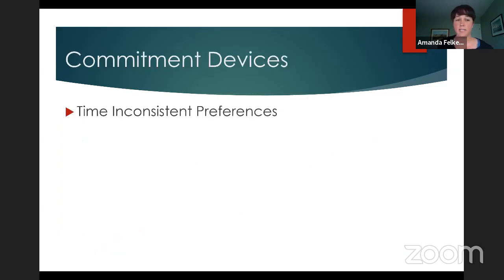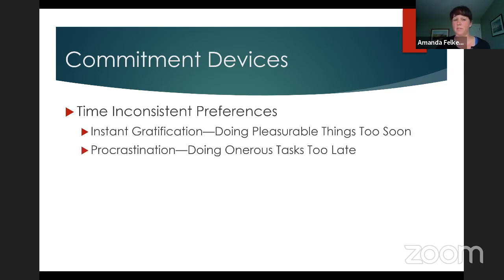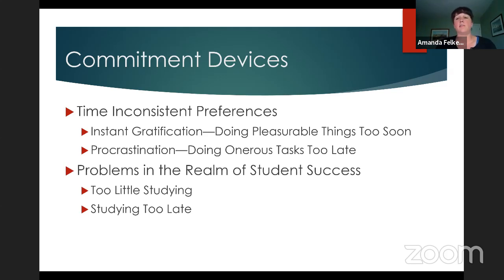So like I said, we primarily drew a lot from the behavioral economics literature, and behavioral economics tells us that we have time inconsistent preferences. It basically means that what we intend to do isn't always what happens. So we do pleasurable things too early, and we tend to procrastinate onerous tasks. Well, in the realm of student success, this means students study too little too late.